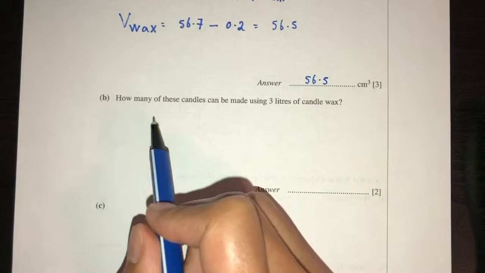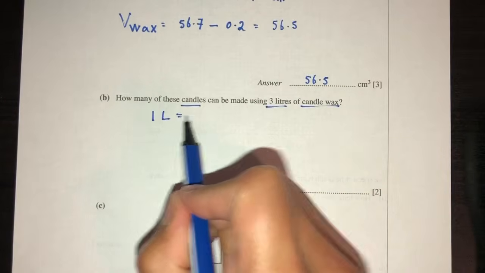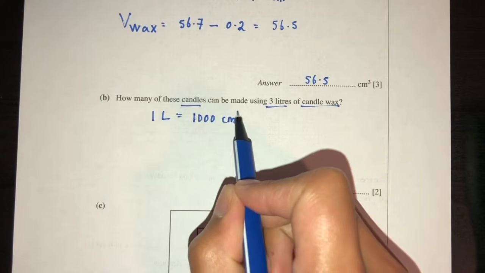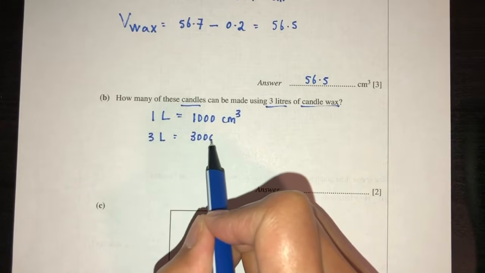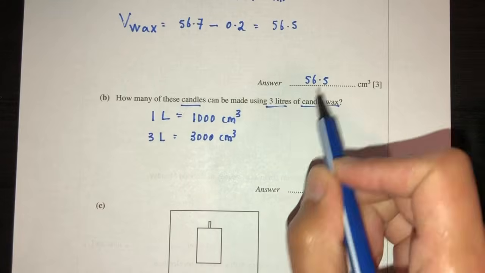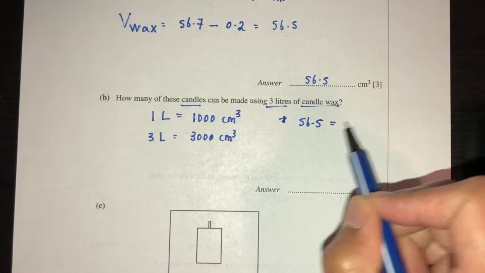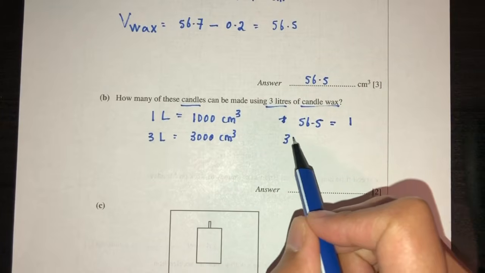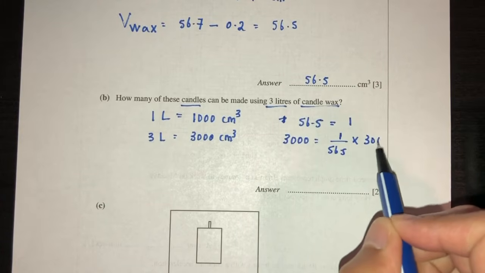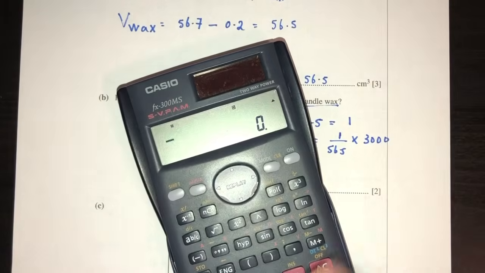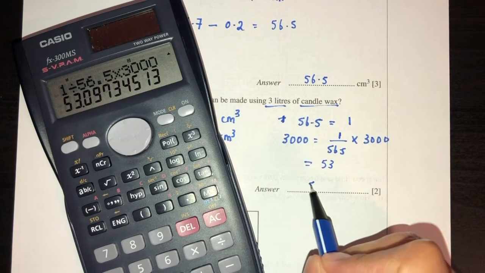Now for part B, how many of these candles can be made using 3 liters of wax? So as you know by now, 1 liter is 1000 centimeter cube. Now 3 liters will be 3000 centimeter cube. So we know that 56.5 is used to make 1 candle. So how many can we make using 3000? That will be 1 divided by 56.5 times 3000. That will be 53 candles.